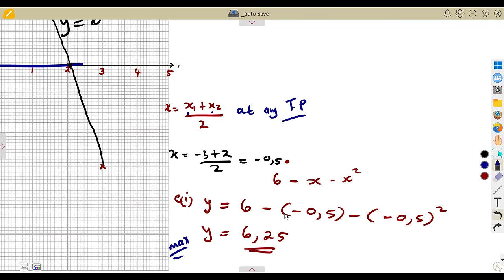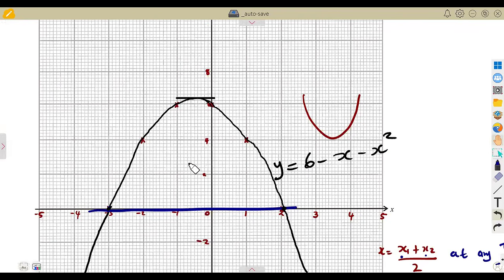So it follows that at the maximum value, even if it was the minimum value, you substitute the x at the turning point. And to find x at the turning point, you just add x1 and x2 over 2, the average, as long as you take along the horizontal line. Consider this horizontal line. What are the x values there? x is -2, and here x is 1. So if I add these, -2 plus 1 over 2, I must obtain the same -half, which is -0.5.